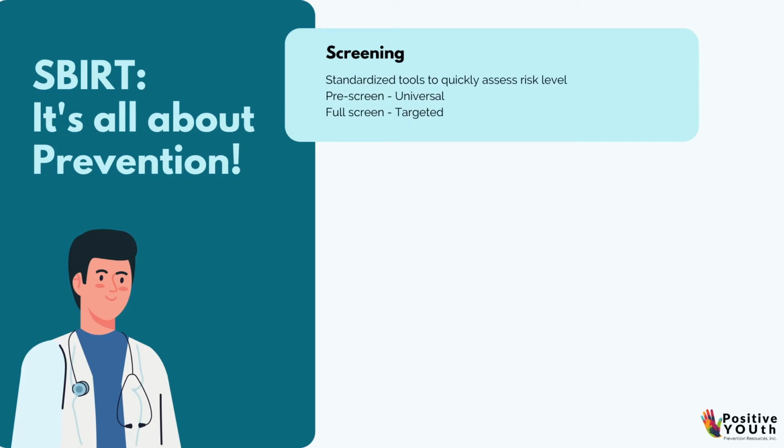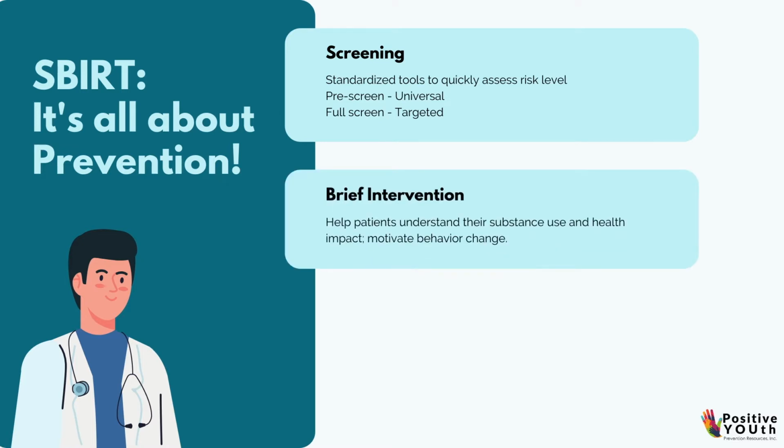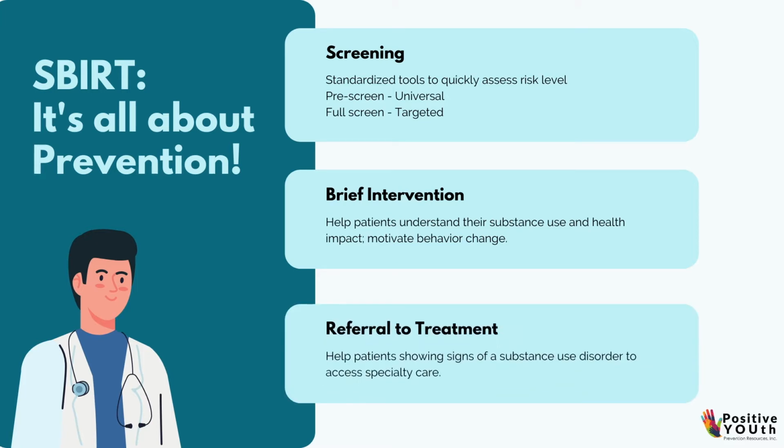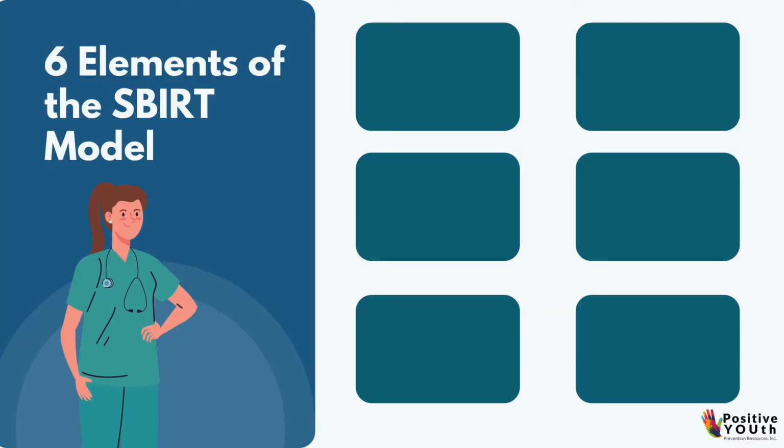The screening portion of SBIRT uses standardized tools to quickly assess risk level. The pre-screen is universal and the full screen is targeted based off the responses of the pre-screen. Brief intervention helps patients understand their substance use and health impact. It motivates behavior change. Referral to treatment helps patients showing signs of a substance use disorder to access specialty care.